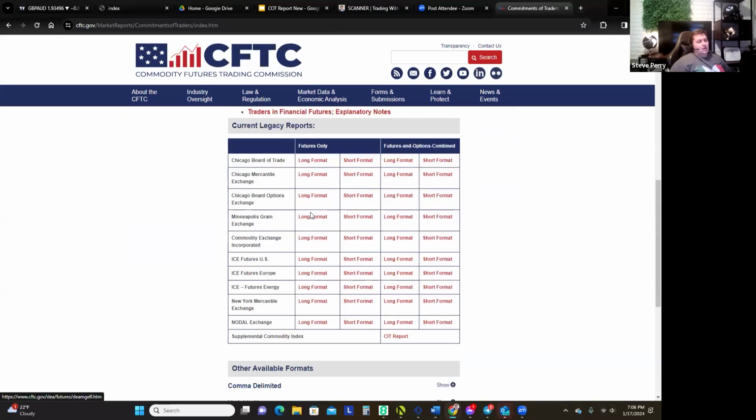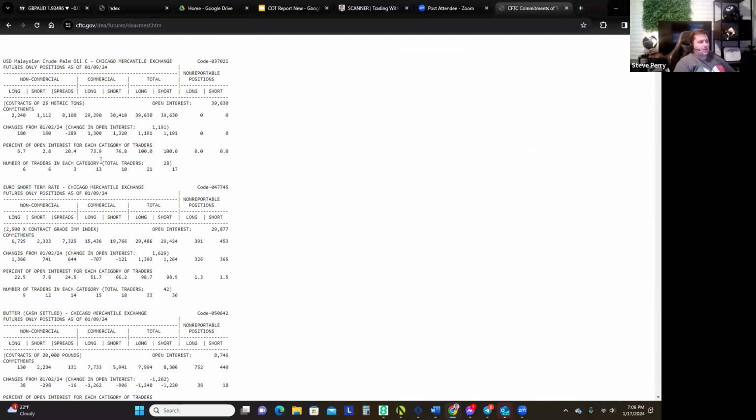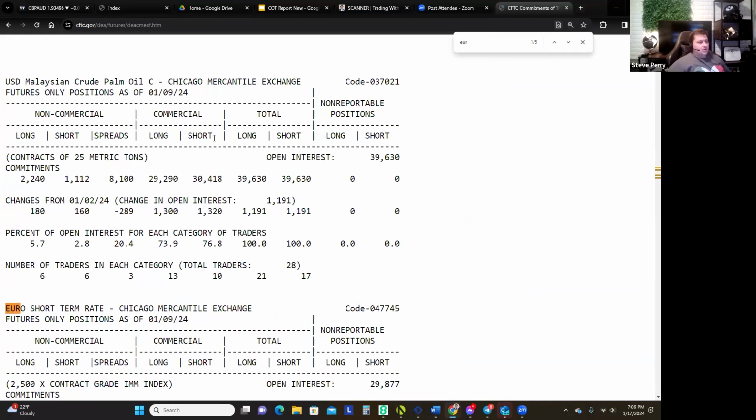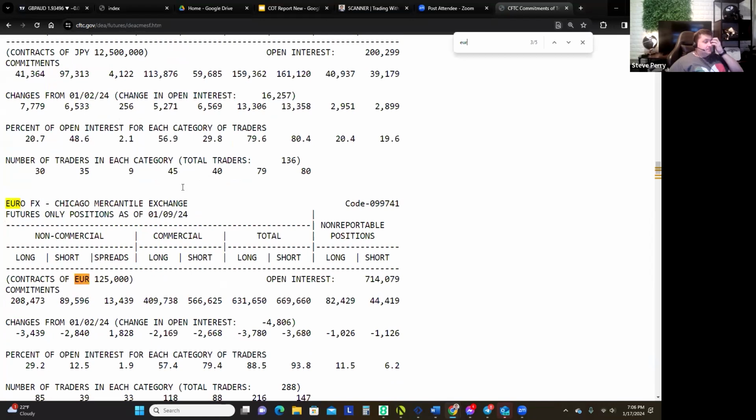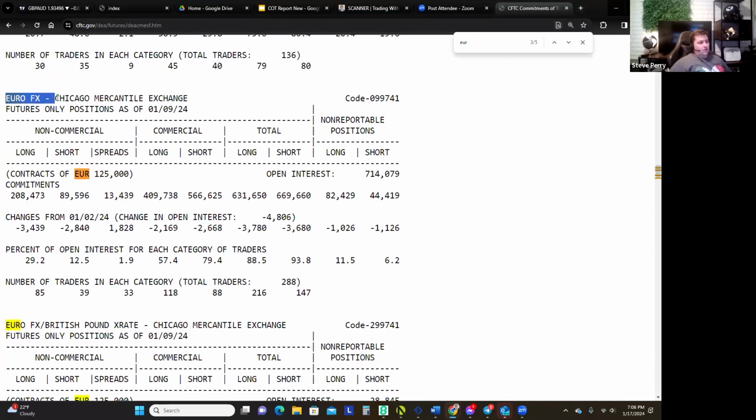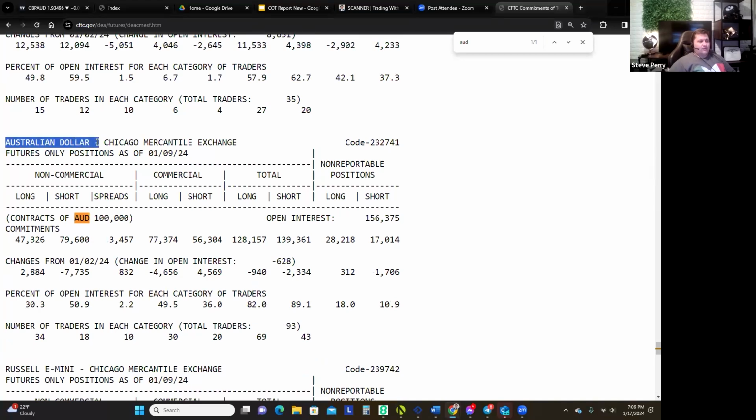So if I click on the most standard COT report, which is this one right here, the Chicago Mercantile Exchange short format, on the CFTC website and I search the euro, you can see this is the euro right here. These are euro contracts. And so you've got the non-commercial and the commercial side of the market. And these are just different bank participants that buy euro futures. And if I search the Australian dollar AUD, I've now got Australian futures. That's what we're looking at.